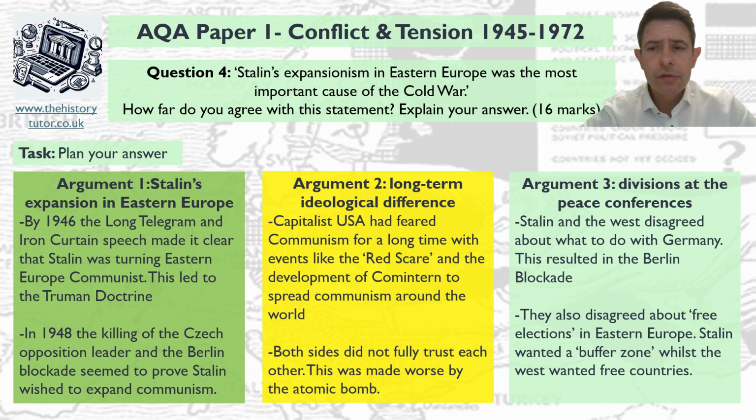And finally, argument 3, divisions at the peace conferences. Stalin and the West disagreed about what to do with Germany. This resulted in the Berlin blockade eventually, which is the first major event of the Cold War, so it really showed that division. They also disagreed about free elections in Eastern Europe. Stalin thought he was creating a buffer zone, whereas the West thought he was taking countries and turning them communist. So again, arguments and division developed.